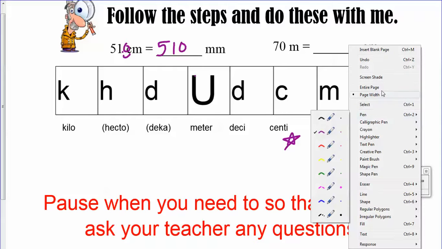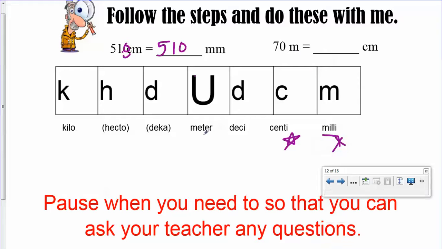Let's try another. If I'm going from meters and I'm moving to centimeters, then I'm going to need to go 2 steps. So I'll need to move my decimal 2 spots to the right. 1, 2. So I've got my 0 and my 0. Now let's think about both of these things.